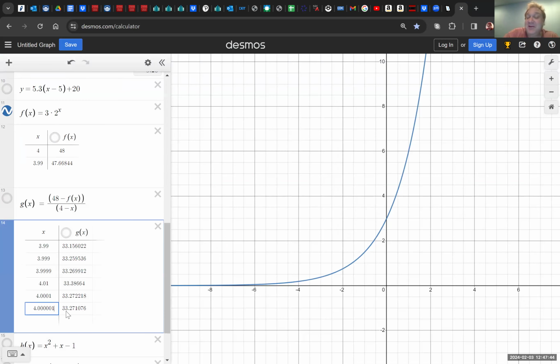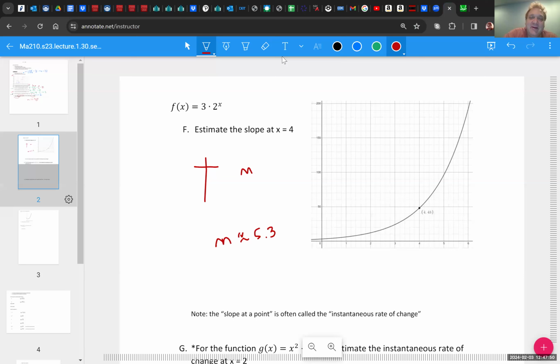Okay, I was off. 33.3. Okay, sorry about that. 5.3 is the last problem. All right, so let me erase this 5.3 and change it to 33.3. Now I don't have words for this one, so you don't have to worry about the units. I didn't say feet or seconds or anything like that, but 33.3 is an approximate instantaneous rate of change.